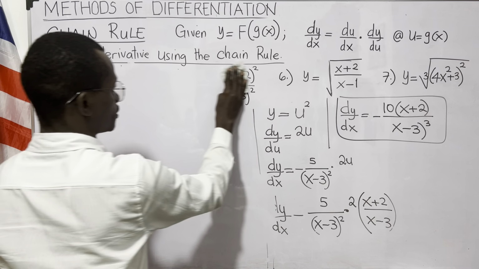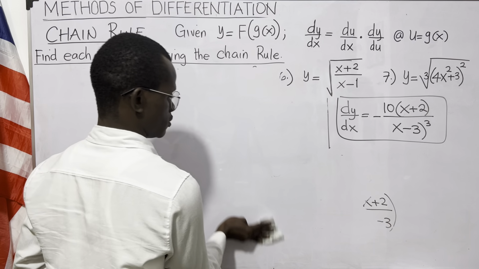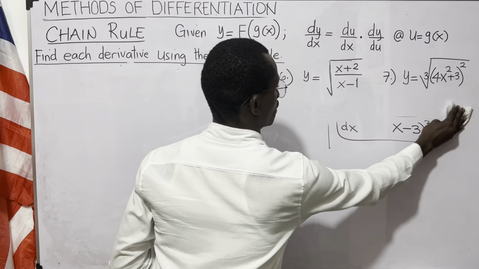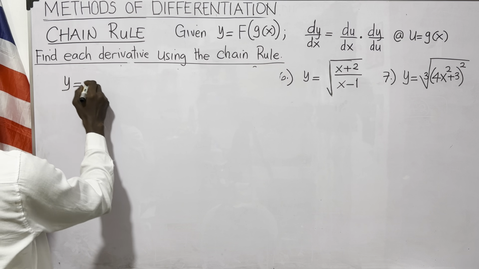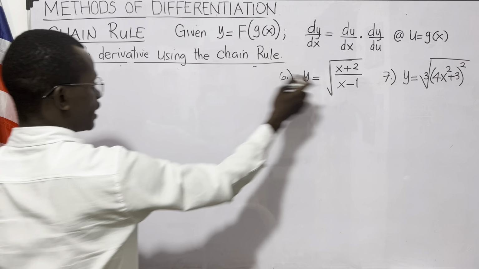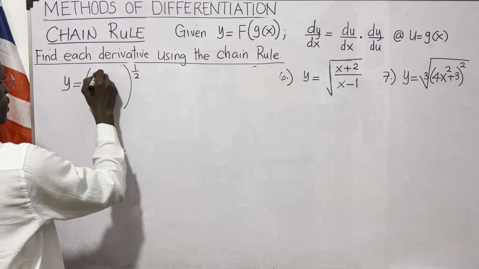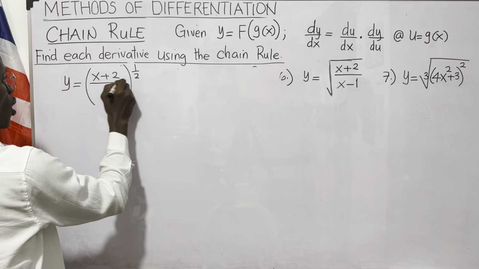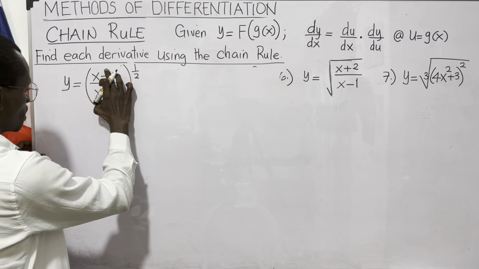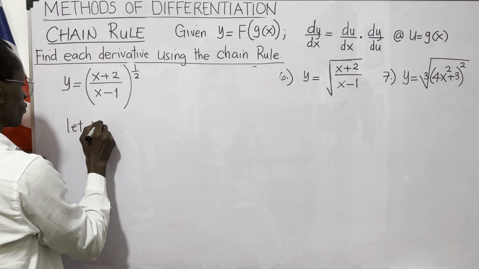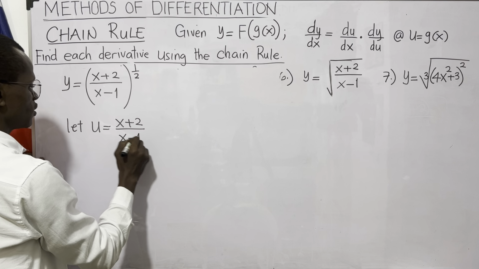I'm going to erase this. So the next problem says y equals the square root. That square root now I'm going to rewrite in terms of an exponent, which is 1 over 2. So it's x plus 2 all over x minus 1. It's similar to the one we just finished doing. So within here, we say let u equal x plus 2 all over x minus 1.